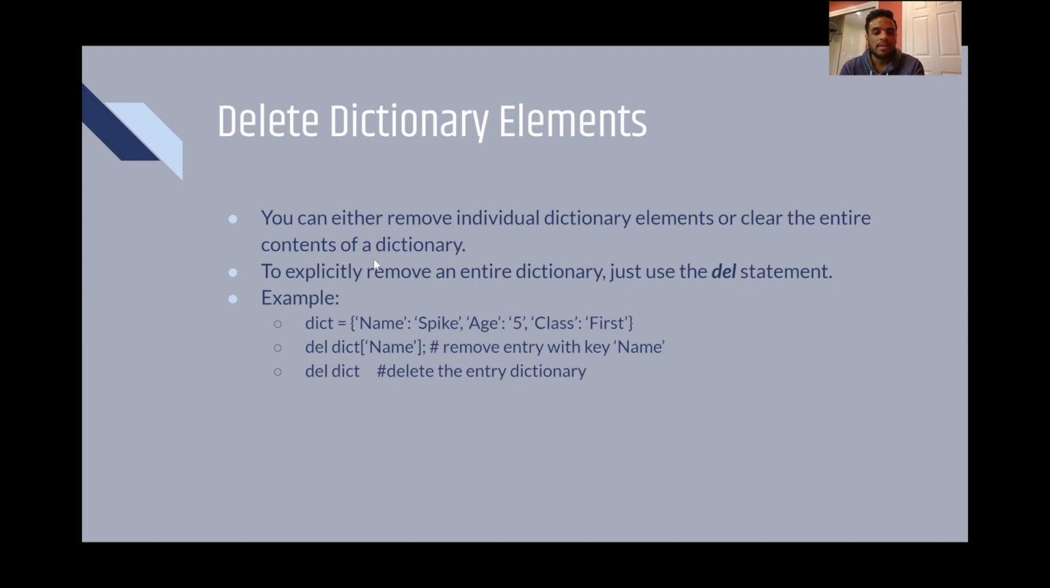So I put the delete statement in front of the dictionary's name and the key I want to delete. In this case, I want to delete the key name. So I write the key name, and this will remove the entire name. When you return that dictionary back, it no longer will have this. It will only have the age and the class. This whole thing, name and its value, Spike, will be deleted out of the dictionary when we return the new dictionary. And if you want to delete this entire dictionary, you just put delete and the name of the dictionary you want to delete, and this will delete its entire contents.